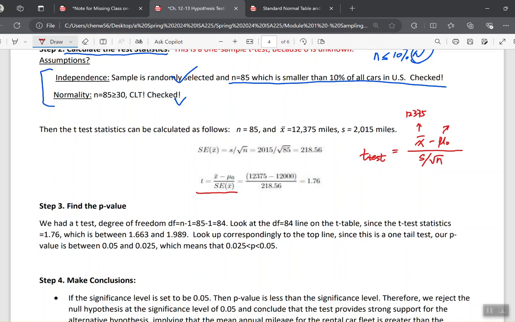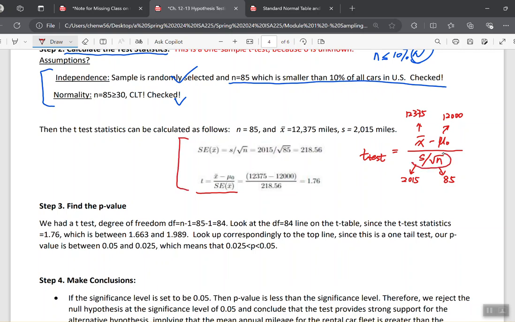Mu 0 is our claimed value, which is 12,000. All right, and then S is our 2015 and N is 85. All right, and then in my solution here, I actually have an extra step.